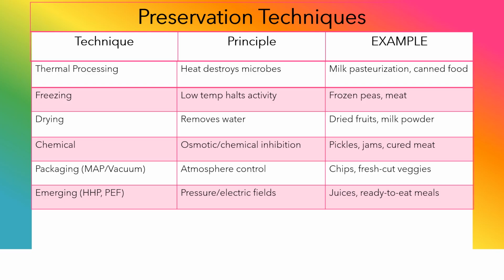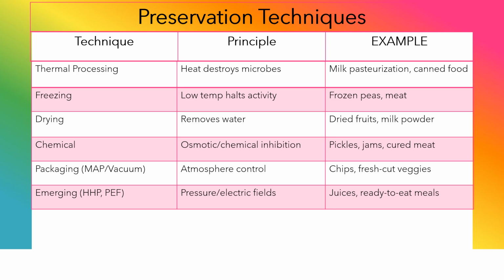The next one is packaging techniques. It controls oxygen, moisture, and microbial contamination. For example, chips packet, Tetra Pak juices. And the methods used under this are vacuum packaging, modified atmosphere packaging, or aseptic packaging.